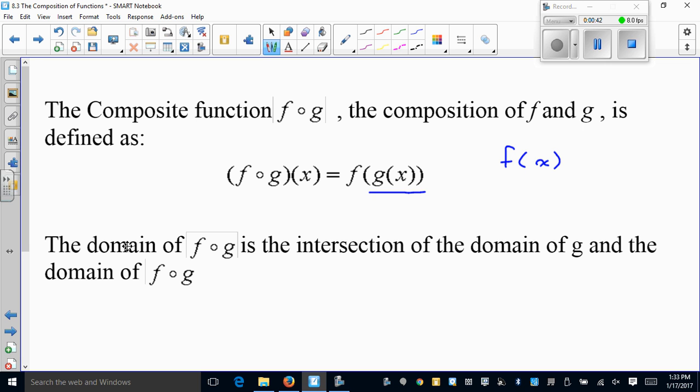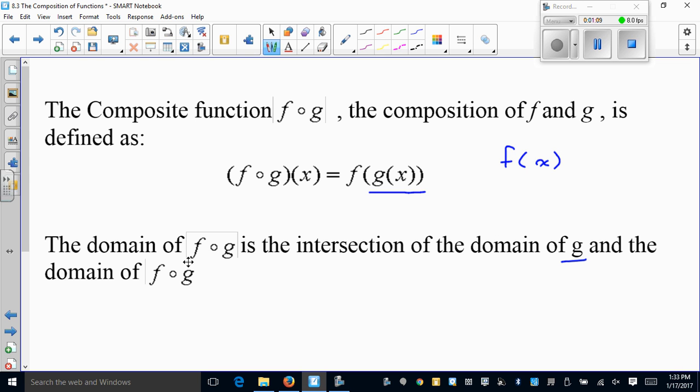The domain of f of g is the intersection of the domain of g and the domain of f of g. So g is what's being plugged in, so that domain remains, but we're pulling out any restrictions. We're literally pulling out any restrictions from f when we replace it with g. So the restrictions of g remain, and then once you put it together, look for any other domain issues.